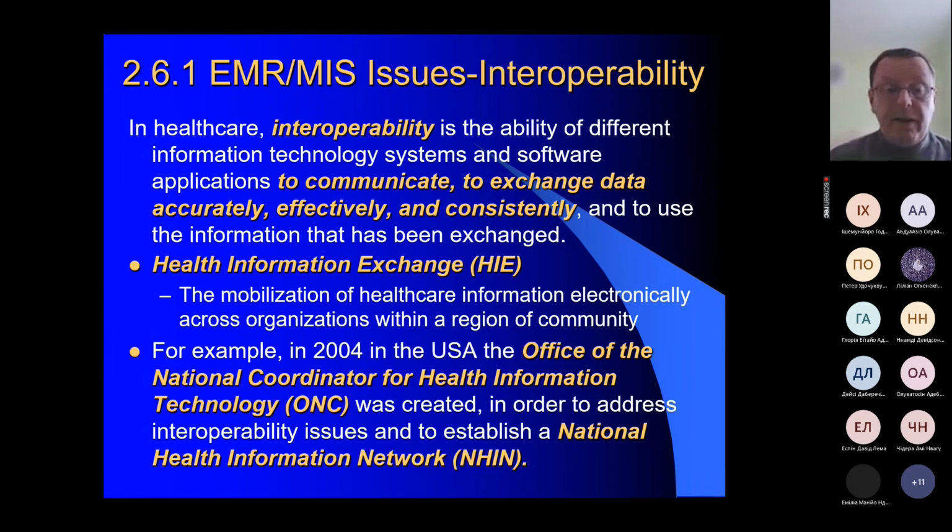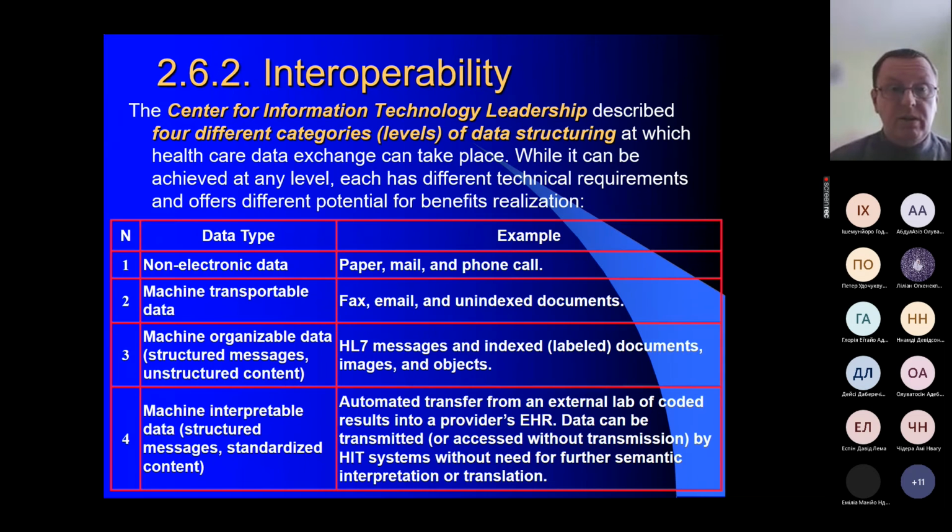For example, about 17 years ago in the United States, the Office of the National Coordinator for Health Information Technology was created in order to address interoperability issues and establish a national health information network. So in the United States, 17 years ago, federal activity was necessary to establish this. In Ukraine, we started our e-health system just about 3 years ago, and we are already in progress, and we have a significant issue with interoperability.